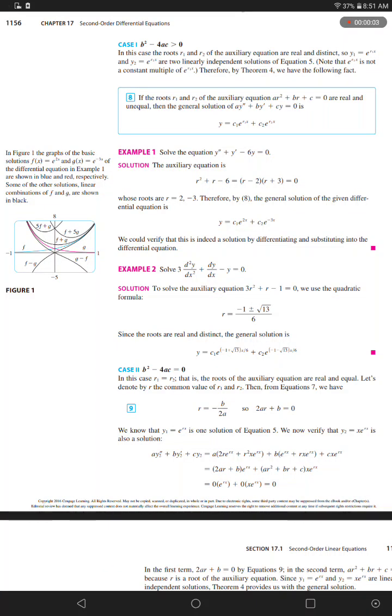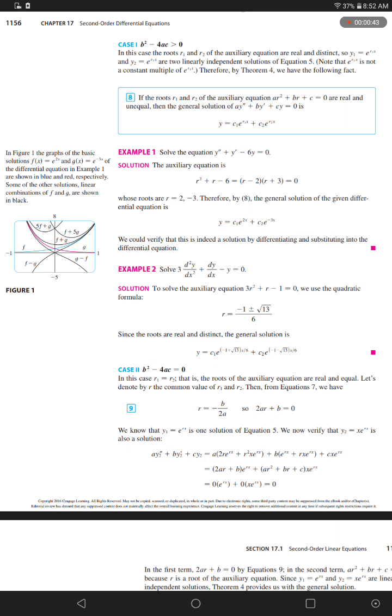Case 1, b squared minus 4ac is greater than 0. In this case, the roots r sub 1 and r sub 2 of the auxiliary equation are real and distinct. So y sub 1 equals e to the power r sub 1 x, and y sub 2 equals e to the power r sub 2 x are two linearly independent solutions of equation 5. Note that e to the power r sub 2 x is not a constant multiple of e to the power r sub 1 x.